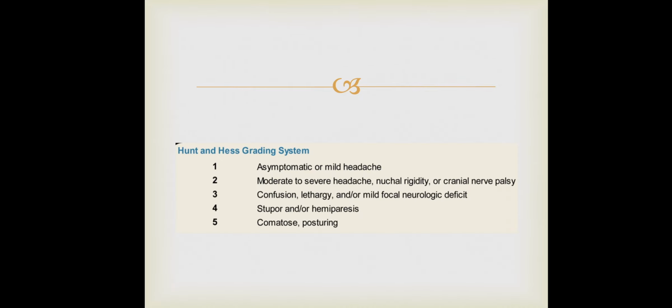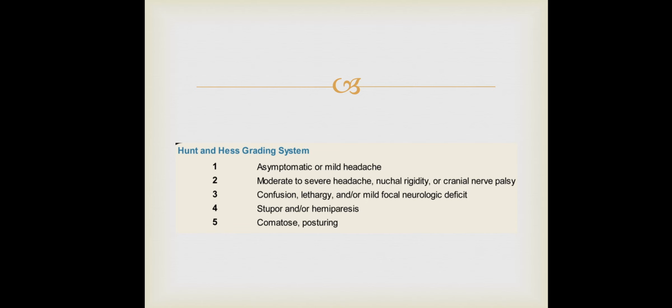In the Hunt and Hess scale, there are two variables, dear friends. One speaks about the brain and one speaks about the periphery, the nerves. Now come to the grading system. Grade 5: the brain is comatose and the body is in posturing, the maximum, right? Grade 4: less than comatose is stupor, and periphery is hemiparesis. Grade 3: brain is confused, lethargic, and periphery has a mild focal deficit.